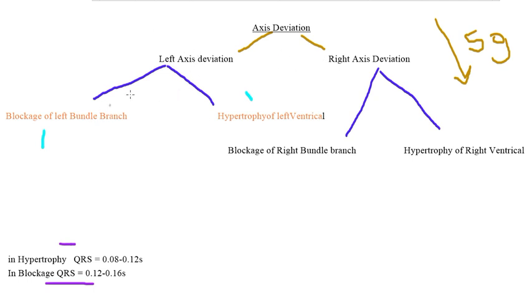Axis deviation, left axis, right axis, causes of left axis deviation, two important causes, blockage and hypertrophy, causes of hypertrophy, and how you can diagnose from an electrocardiography whether a patient is suffering from right axis deviation or left axis deviation, and how you can differentiate whether the left axis deviation is because of blockage or because of hypertrophy. So this was today's lecture. In the next lecture, we will discuss the remaining types of abnormalities of our cardiac muscles.